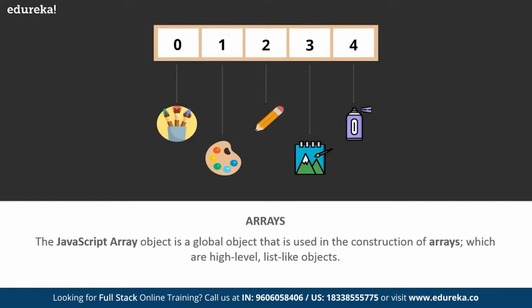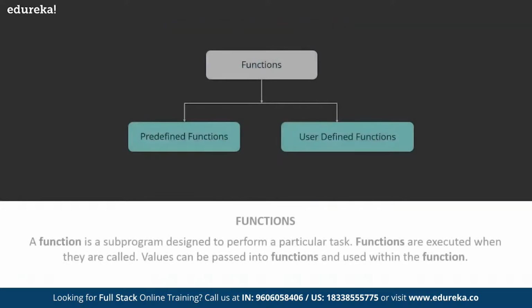So we have seen what are objects and what are arrays. Now it's time to move on and have a look at functions in JavaScript. So functions in JavaScript are divided into 2 different types. First we have the predefined functions, and then we have certain user-defined functions. So basically a function is a subprogram designed to perform a particular task. Now functions are executed when they are called, and values can be passed into functions and used within them.